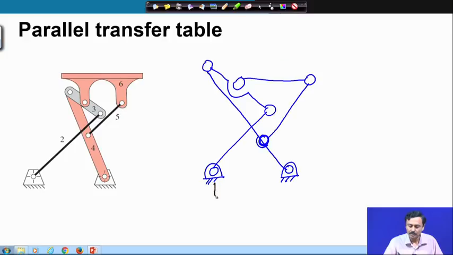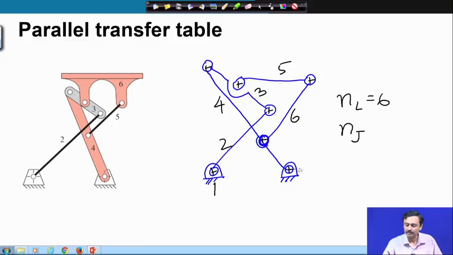So, if you count 1, 2, 3 is this ternary, 4 is the other ternary, 5 is a binary, 6 is another binary. So, NL is equal to 6, NJ 1, 2, 3, 4, 5, 6, 7, again we have 7. So, that is the kinematic diagram of this parallel transfer table.